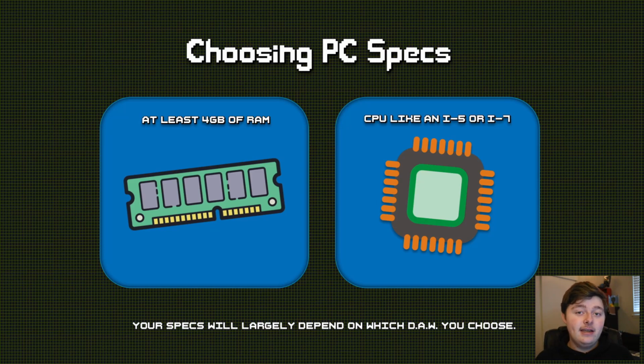I have a tendency to suggest people to get at least 4 gigabytes of RAM, as well as a CPU that's equivalent to a Core i5 or a Core i7 by Intel. And I know those are super general guidelines, but whatever specs you get are going to be largely determined by which digital audio workstation you decide to include into your workflow. So keep that in mind as well.